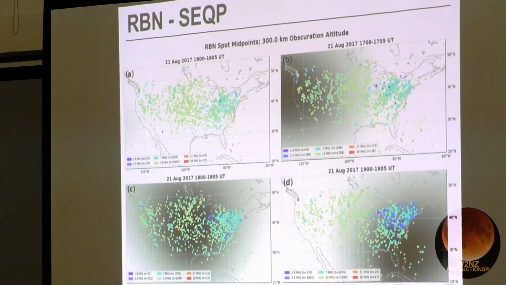Here's yet another way of looking at those spots. This is like the maps you saw before, except we have just Reverse Beacon Network spots, and you can see before, during, and after the eclipse. You can see a little bit better how the green 14 megahertz spots dissipate a bit more, and you start to see a few more of the blue ones there. It's a little tricky to see, especially on the projector.